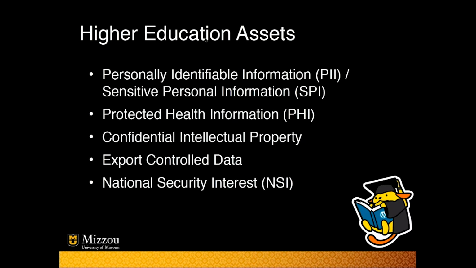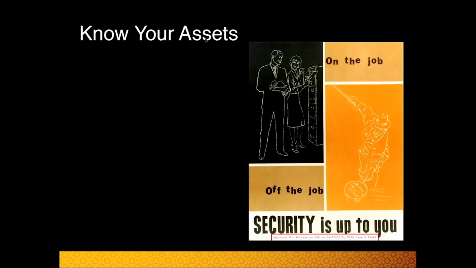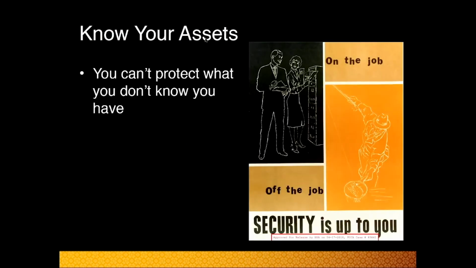All right, so how do we do this? How do we protect ourselves? How do we protect our university assets? Well, the first thing is you have to know your assets. You can't protect what you don't know you have. So you have to organize it. You have to catalog it. And you have to be intimate with all that data. You have to know how you're getting it, what you have, where it's stored, how it's stored, and where it's going.